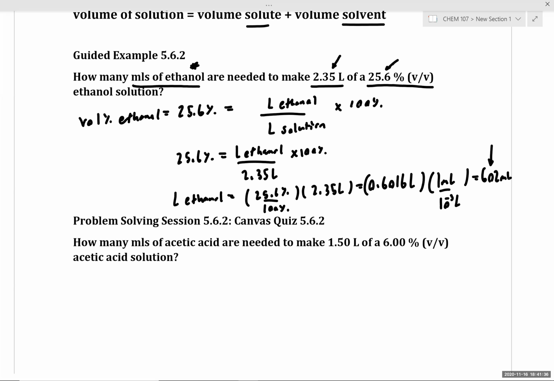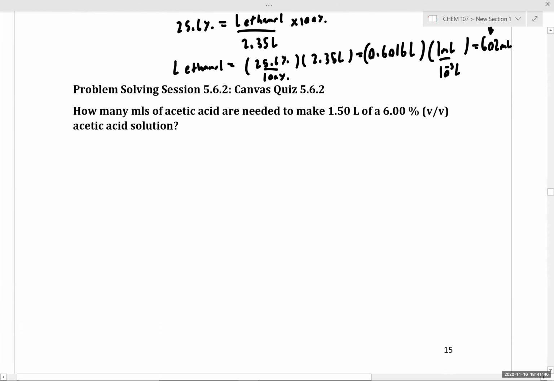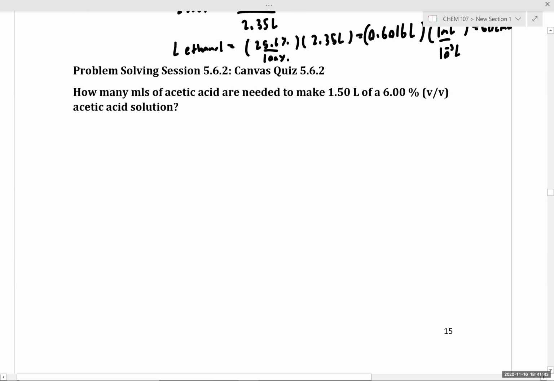Yes. Perfect. So let's test what we've just learned and let's apply what we've just learned. And I'd like you to answer the following question. How many milliliters of acetic acid are needed to make 1.50 liters of a 6% volume over volume acetic acid solution? And we will discuss this example in about 2 to 3 minutes. And I'd like to see some questions and responses shared in the chat or verbally.